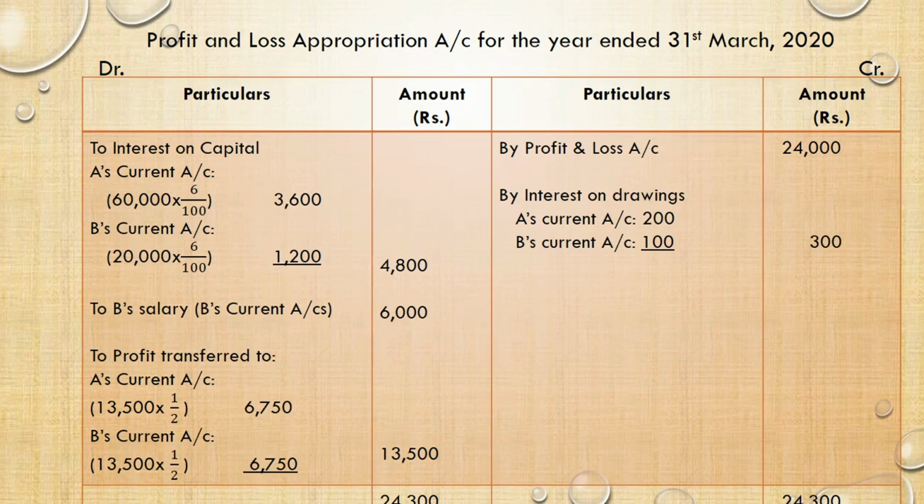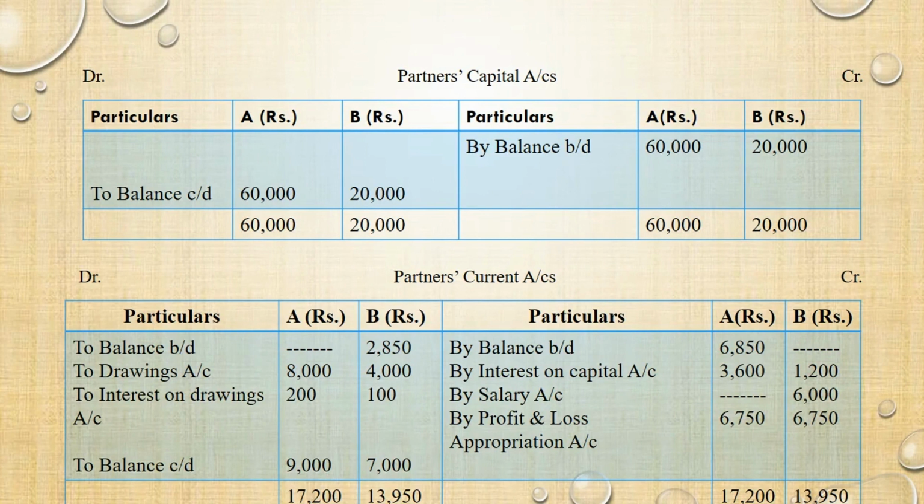6,750 for each partner. This is partners' capital accounts and current accounts. Let us see how it is prepared. First, partners' capital account. If you see on the credit side, it is by balance b/d. So these are the opening capitals of the partners, 60,000 for A and 20,000 for B.